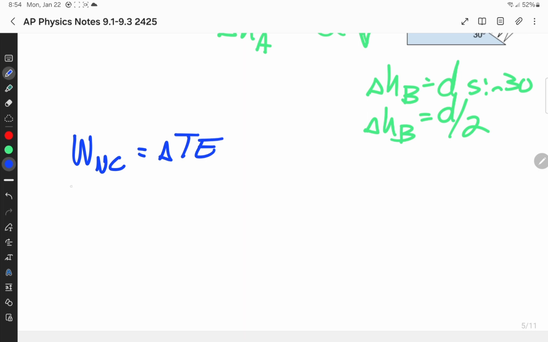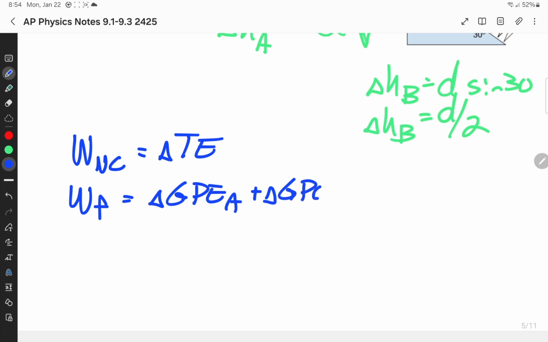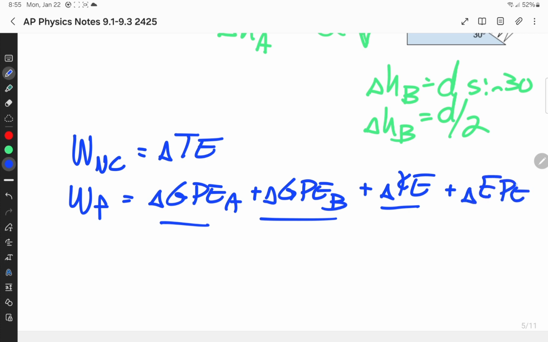For us, that means the work done by friction is equal to the change in gravitational potential energy for block A plus the change in gravitational potential energy for block B. I have to separate these because the two blocks have different masses and different changes in height. We've also got a change in kinetic energy, which I don't need to separate because both masses always have the same velocity. And as our spring stretches, we're going to have a change in elastic potential energy.